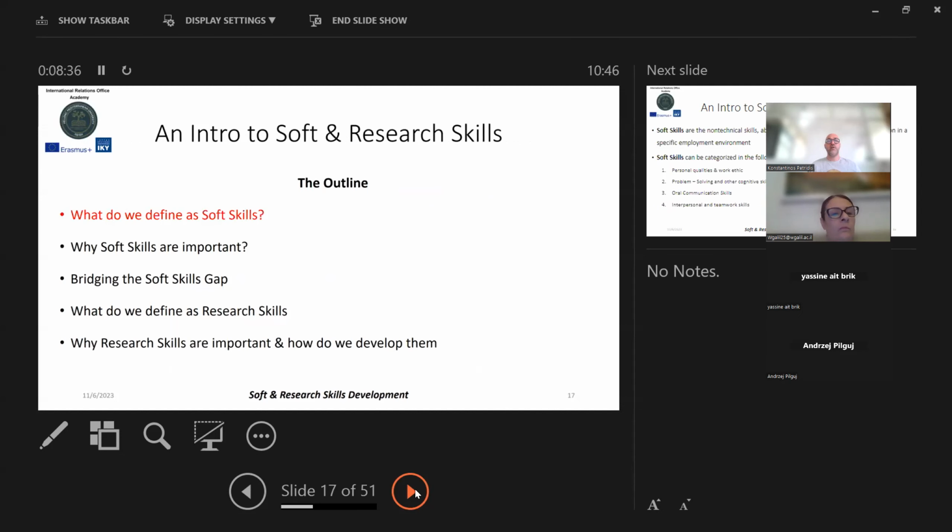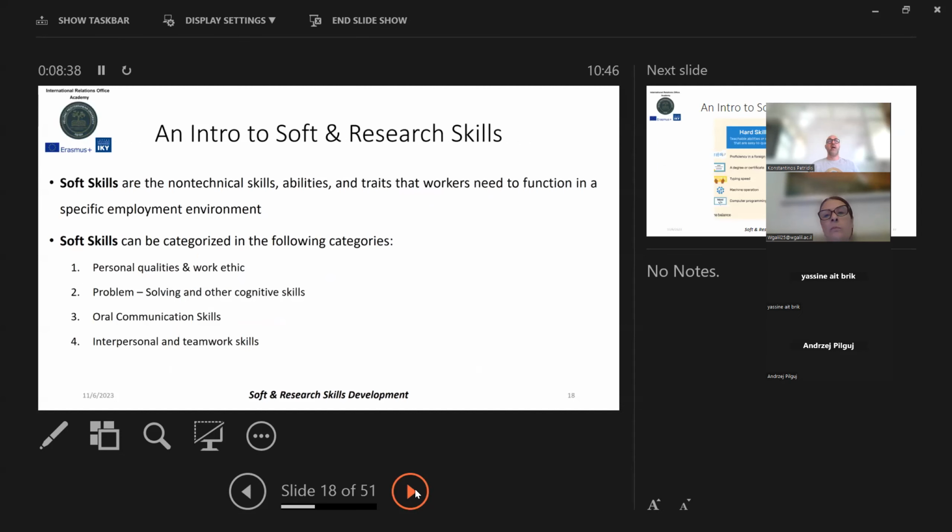So we already had a discussion defining the soft skills. You have mentioned a lot of them, but we can keep this categorization that I have over here. We can split them into four categories, but of course, in the bibliography, there are more than this. Personal qualities and work ethic. Work ethic is something that we are going to present, very important for science, but also as a human and a responsible citizen. Problem solving and other cognitive skills.